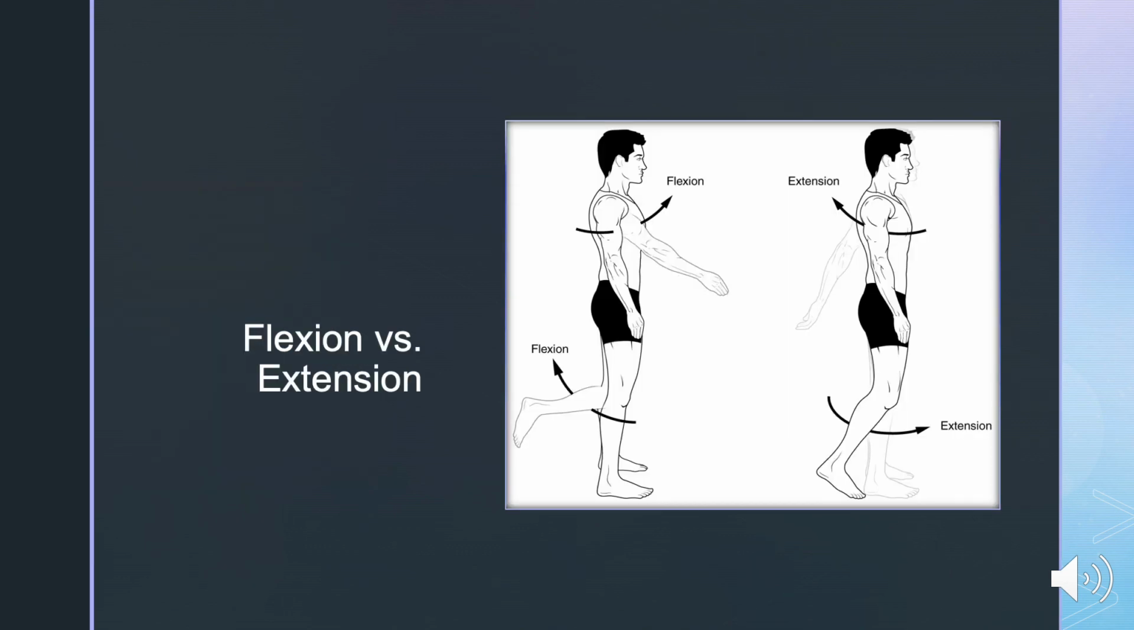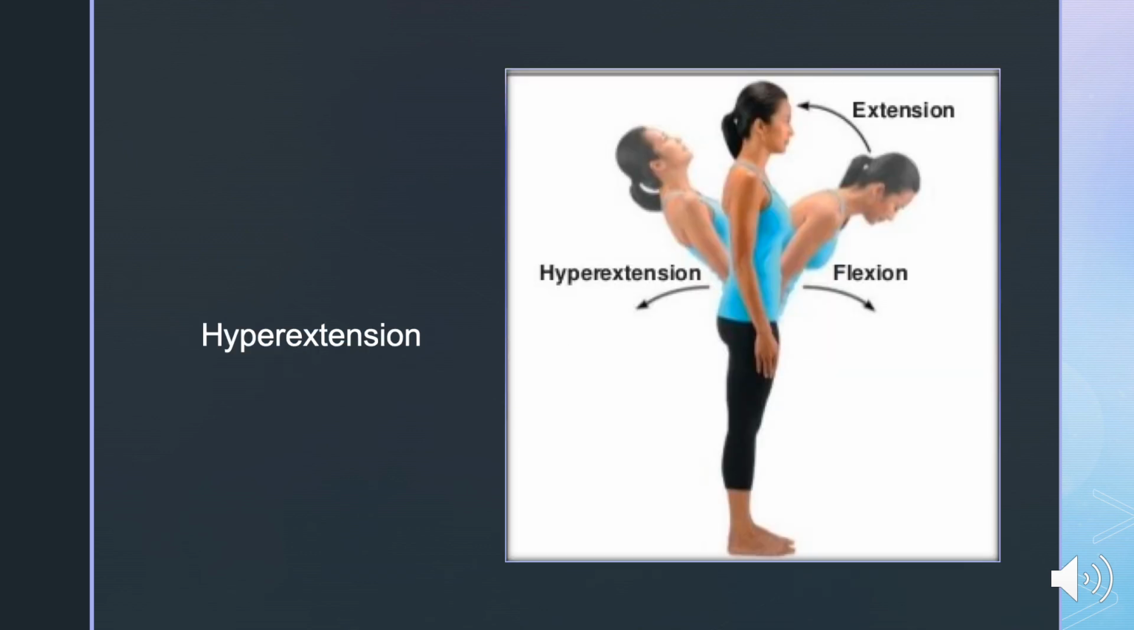So this is a picture showing flexion versus extension. I like to think of bicep curls to help with this, flexing and then extending as you release. This one shows hyperextension, which is simply extending further beyond what is normal for your body.